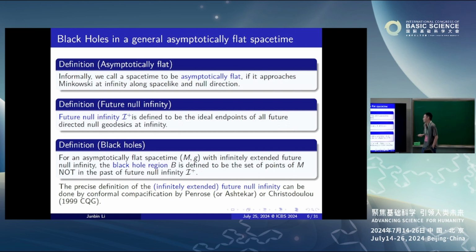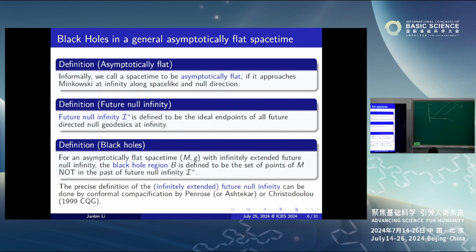For an asymptotically flat spacetime, you may be able to define the concept of the future null infinity, which is the ideal points of the future directed null geodesics. For example, in the Minkowski space, you may choose a null geodesic and do some conformal compactification, and you have an ideal boundary here. This ideal boundary is called the future null infinity. So the future null infinity is the endpoint at infinity of the null geodesics.